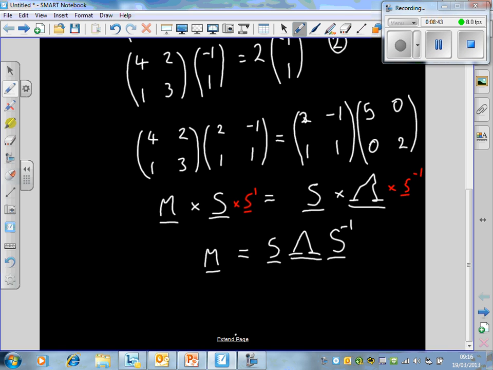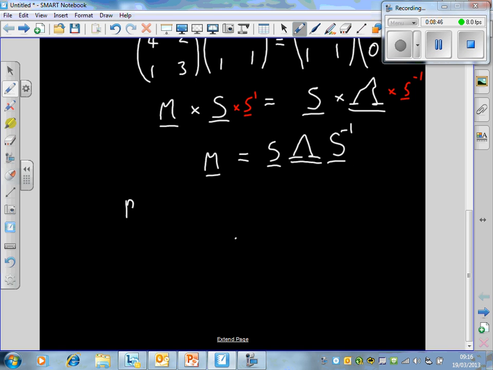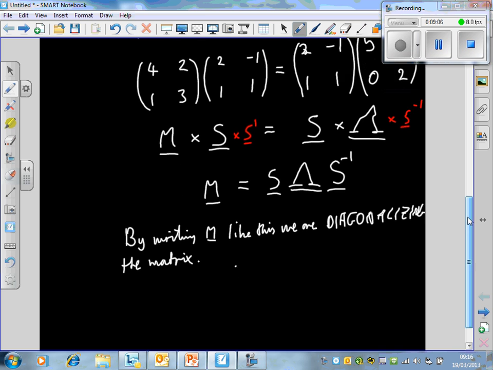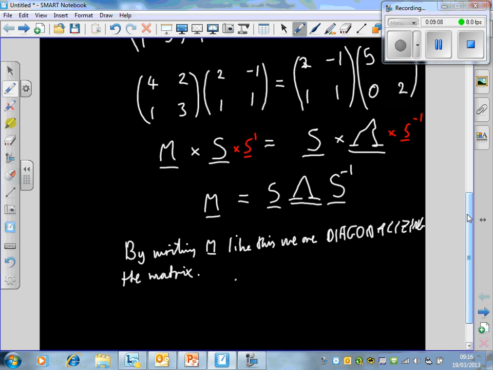And we say, by writing M like this, we are diagonalizing the matrix. Okay? Why do you think we use the word diagonalizing?